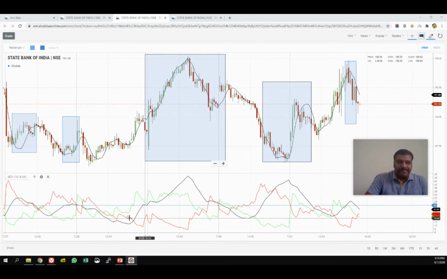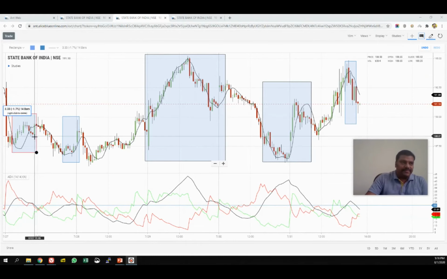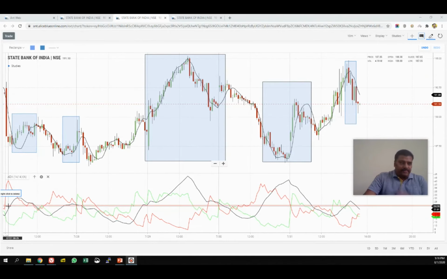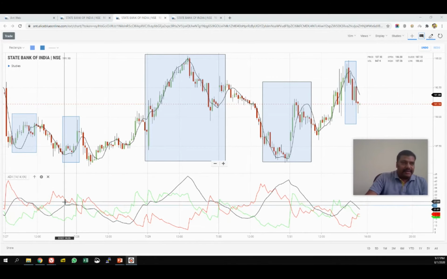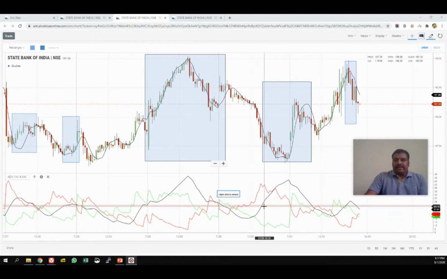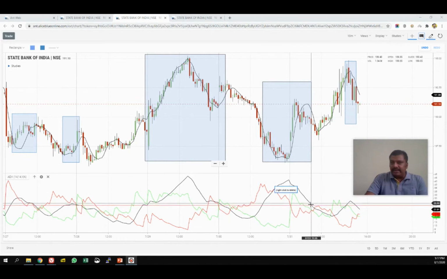If you see here, right from here, whenever the ADX crosses the 25 line upwards, I have marked a zone. As long as the ADX is above the 25 line, it's an area that can be traded. Similarly, here there is one entry possible. Here there is one entry possible. Here, here, and here as well. See, all these zones are above 25, where ADX is above 25.